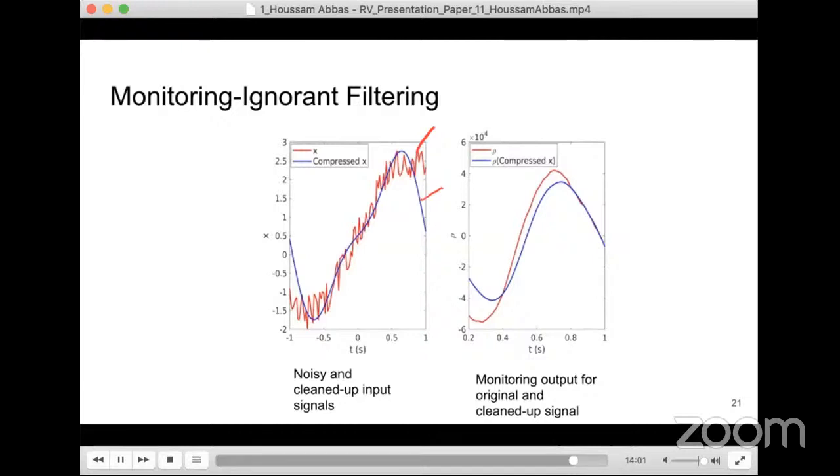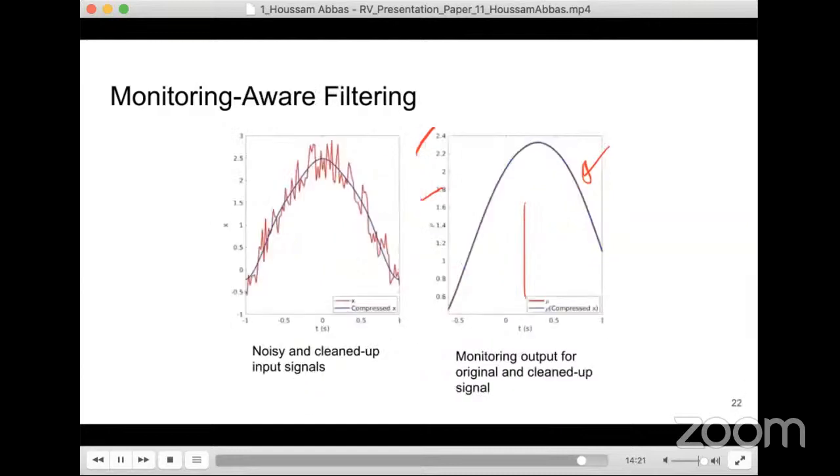This compression was done in a monitoring-ignorant manner. If you look at the robustness of red and blue, they are significantly different. This here is the robustness of the two signals. They are significantly different, and in fact, at some points, one says the formula is satisfied, the other says this formula is violated. But using the analysis we just presented with the help of Volterra series, we can do monitoring-aware filtering. So again, red is the original signal, blue is the compressed and reconstructed signal.